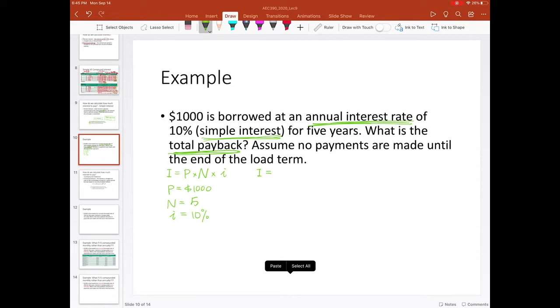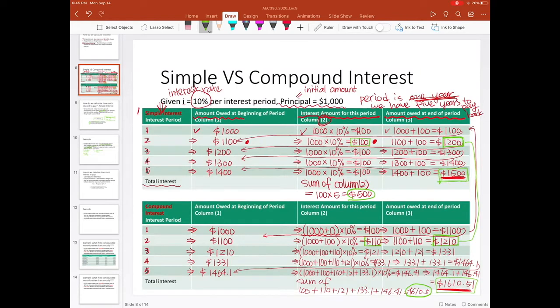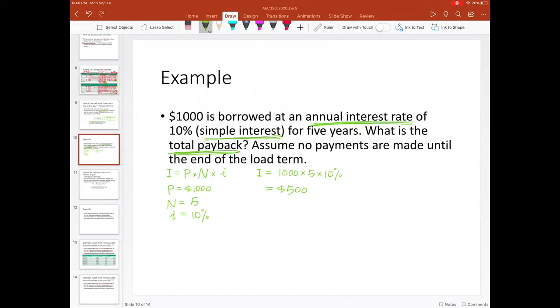So replace the P, N, i by these numbers. The capital I will be 1,000 times 5 times 10%. That will be 500. Now let's compare. The total interest is 500. Wow, it's the same, right? But the equation will give you the answer much quicker.